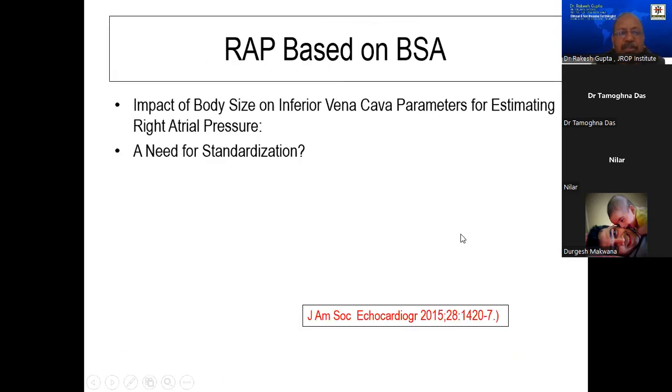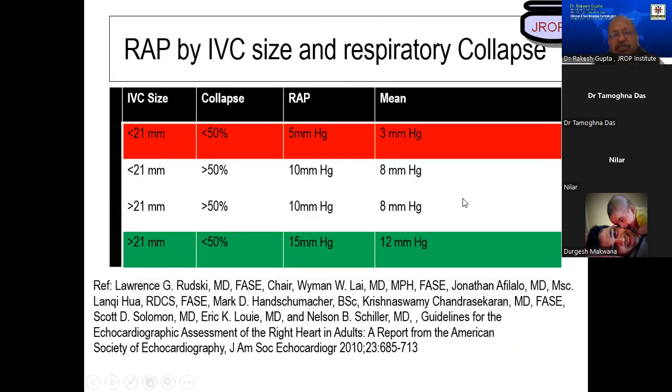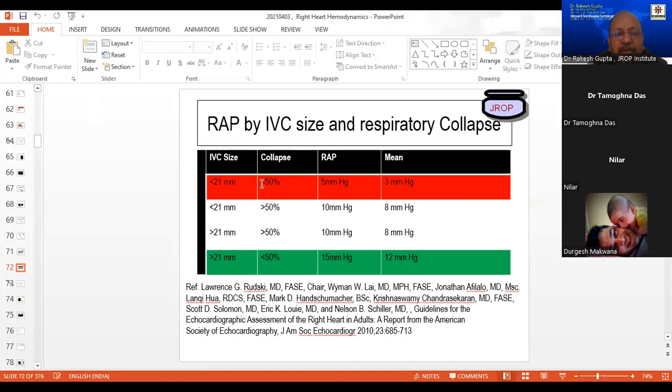And based on this, this is a formula which I always try to show, Mere Desh Ka Jhanda. And that Jhanda, what does it say? Less than 21 millimeter size during diastole, and it collapses more than 50% in inspiration: the RA pressure is 5 millimeters of mercury. If it collapses less than 50%, RA pressures are more than 10 millimeters of mercury.